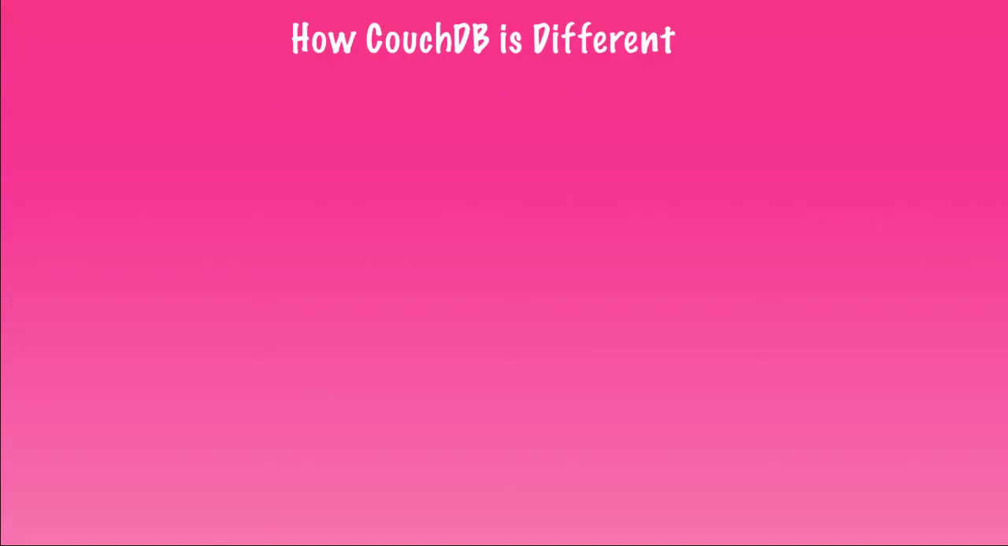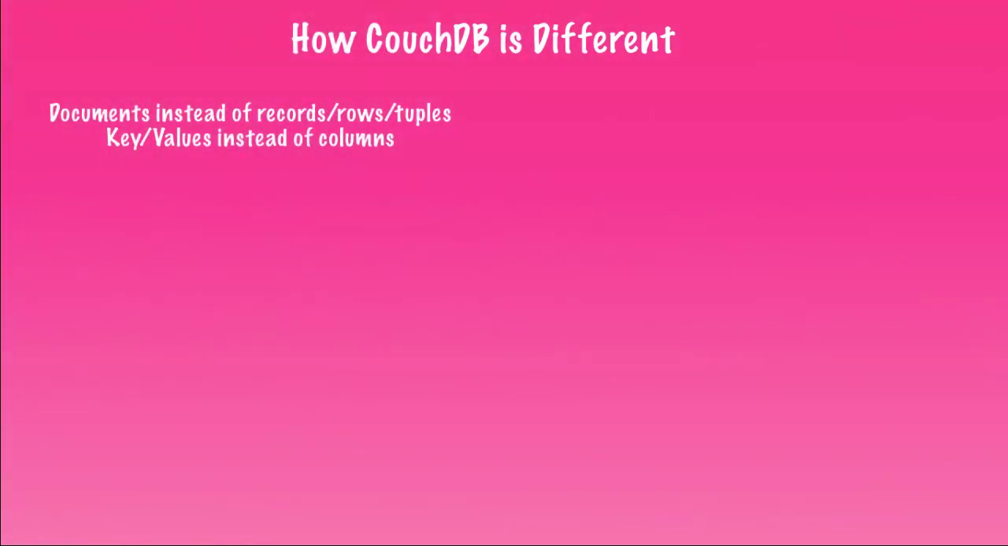So how is CouchDB different from relational databases? It stores documents instead of records or rows or tuples or whatever that particular database calls it. And it uses key values instead of columns. The data for a document is self-contained. Instead of linked and joined tables, all the data related to a particular document is self-contained within that document.